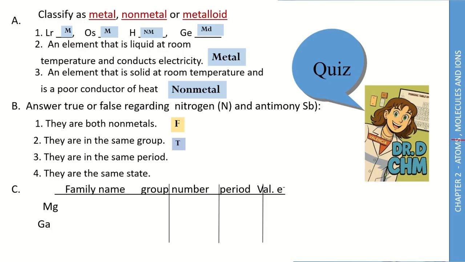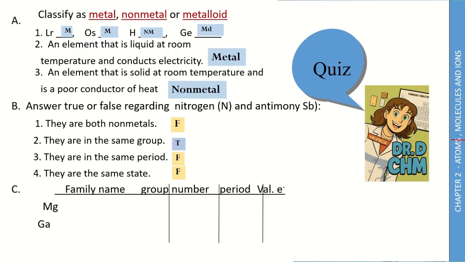So nitrogen and antimony are in the same group, group 15. Okay, I was looking at the atomic number of nitrogen, sorry. They are in the same period? No, they are not. While nitrogen is in period 2, antimony is in period 5. They are the same state? Also false. Okay? So let's go to family name. This is why it's really important to study and watch my class with the periodic table in your hand.